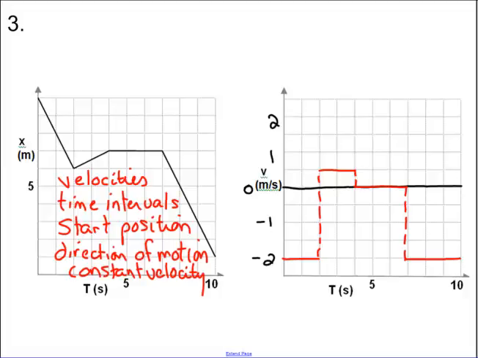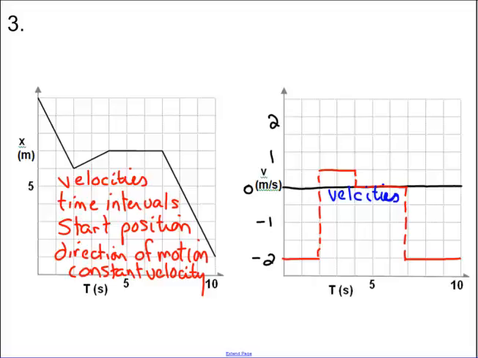If we look at our position time graph, pieces of information that we can get from it are the velocities of our object at different time intervals. We can identify the start position of our object, we can identify the direction of motion, and we can tell that it is traveling at a constant velocity.